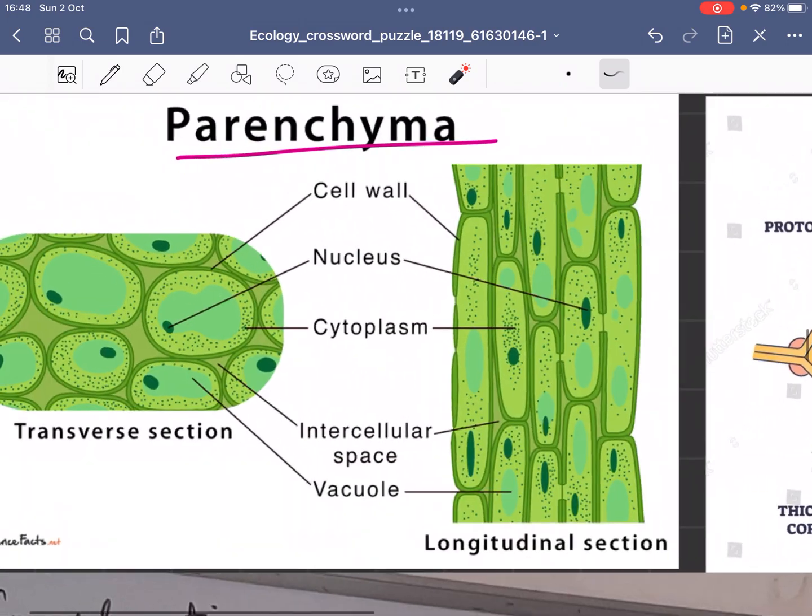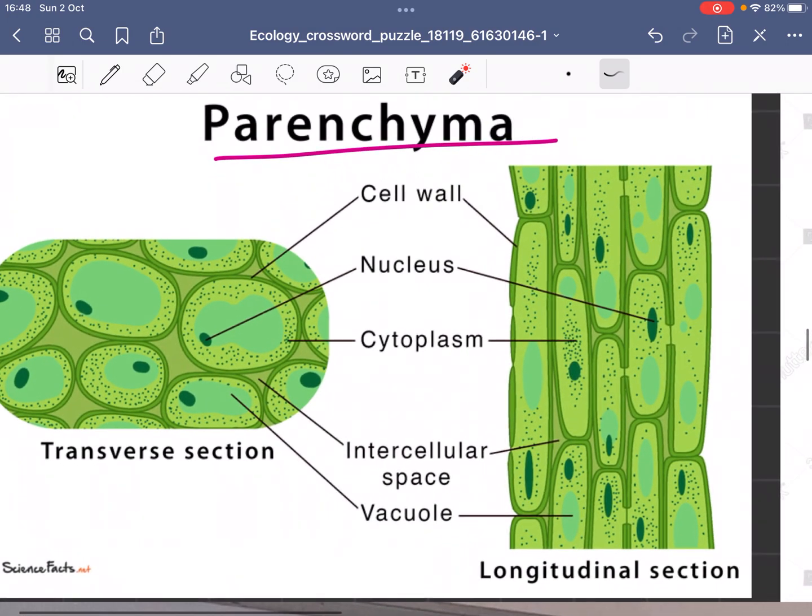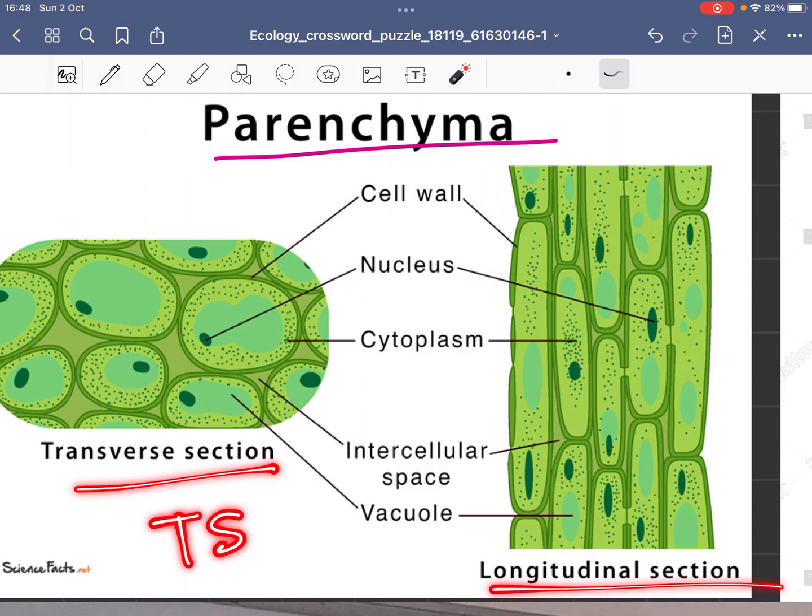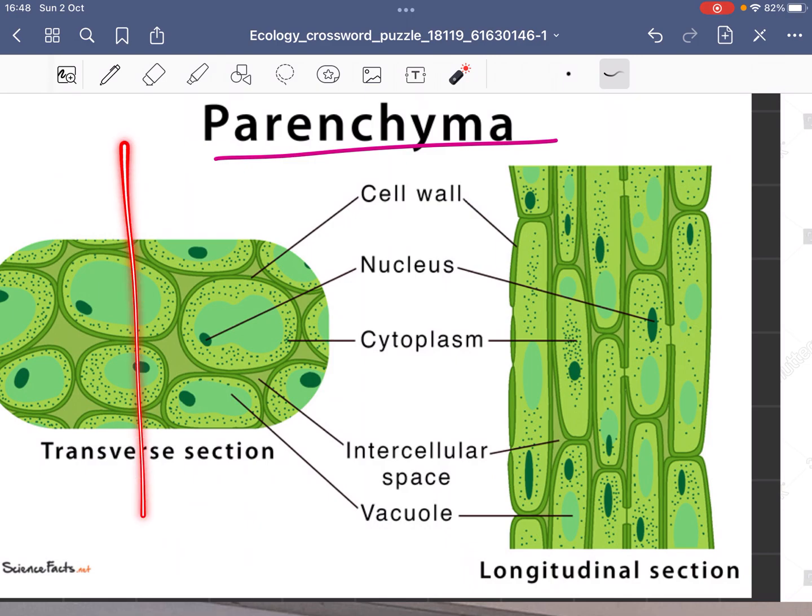This is how parenchyma looks. This is the transverse section, the TS of parenchyma, and this is the longitudinal section, the LS of parenchyma. Transverse means it is cut like this, and longitudinal means it's cut like this. That's the difference between transverse section and longitudinal section.